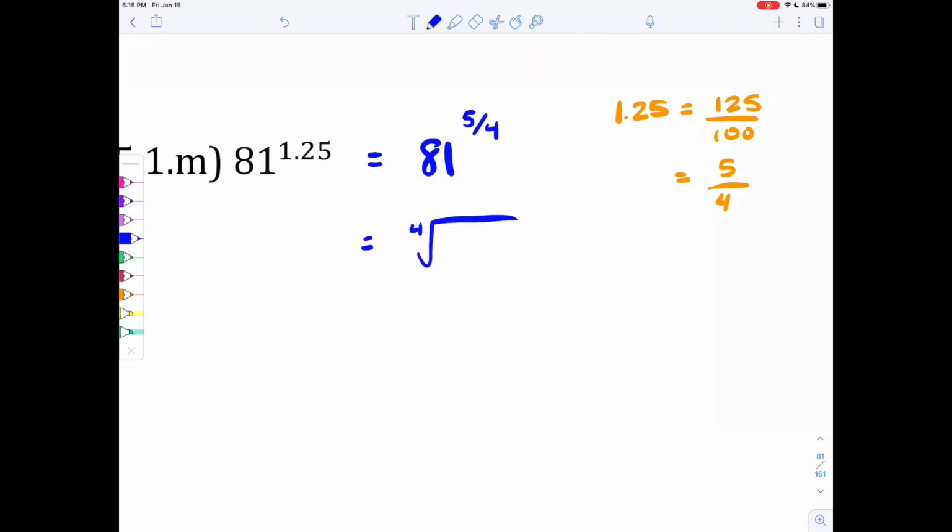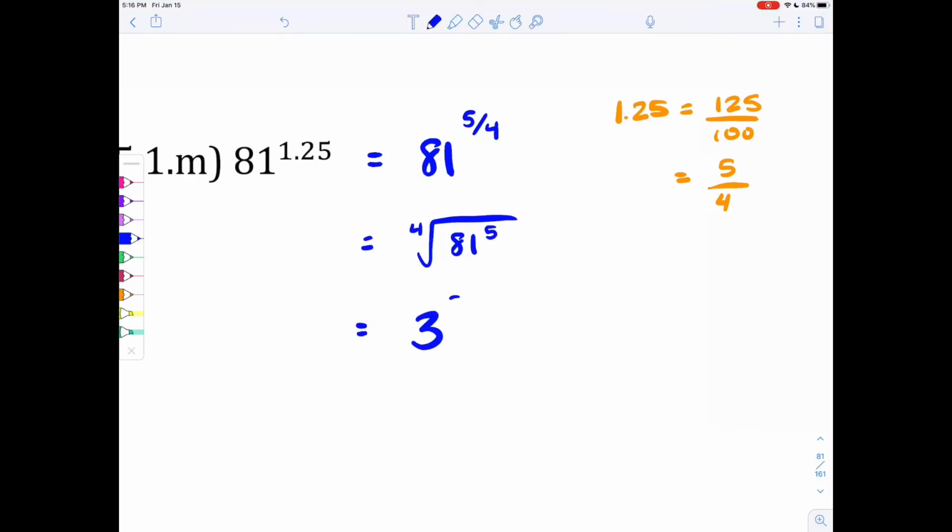My index here would be 4. My radicand's base would be 81, and my radicand's exponent would be 5. Like I said before, you do have the choice of going with the radical first or the exponent first, but personally, without a calculator, there is no way I'm taking 81 to the power of 5 and then trying to figure out what that fourth root is. So I'm going to deal with that radical first to make the number smaller. Well, I know the fourth root of 81 is just 3.